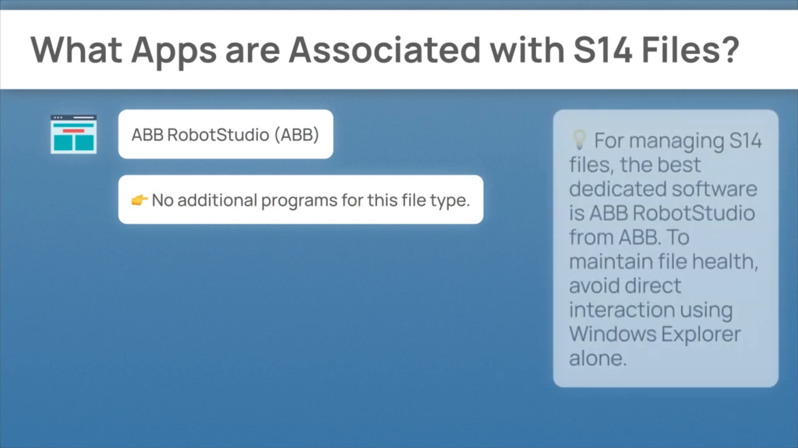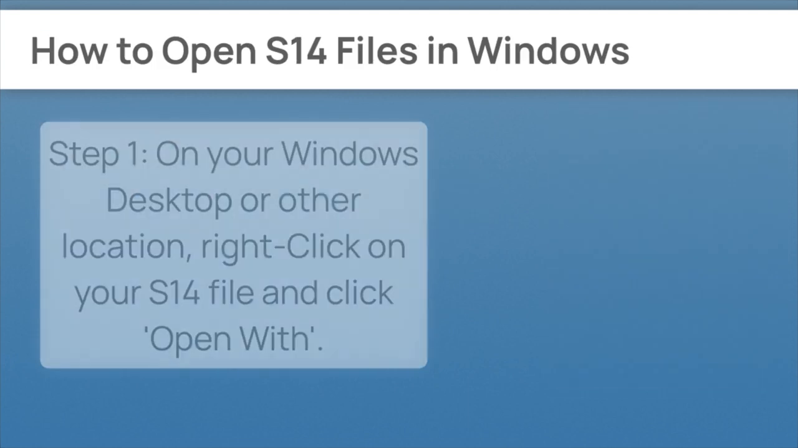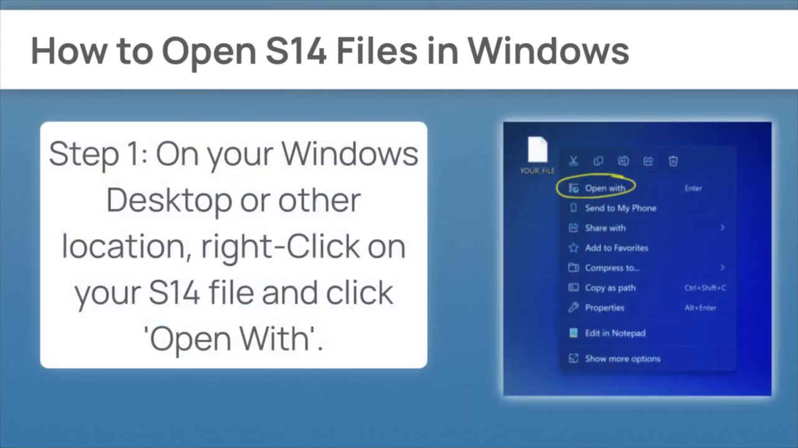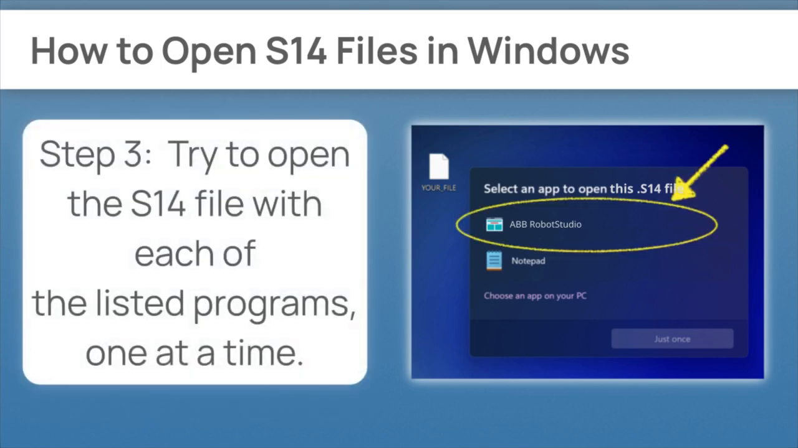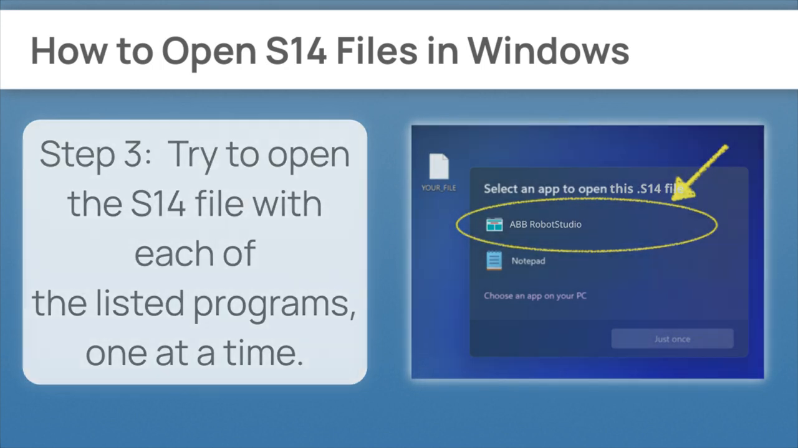To maintain file health, avoid direct interaction using Windows Explorer alone. Windows shows only surface-level details, while complete interpretation requires the intended application. Your essential first move: right-click the S14 file and choose Open With. If ABB RobotStudio is on your system, select it. If not, choose another program. We must find the app that recognizes the format.